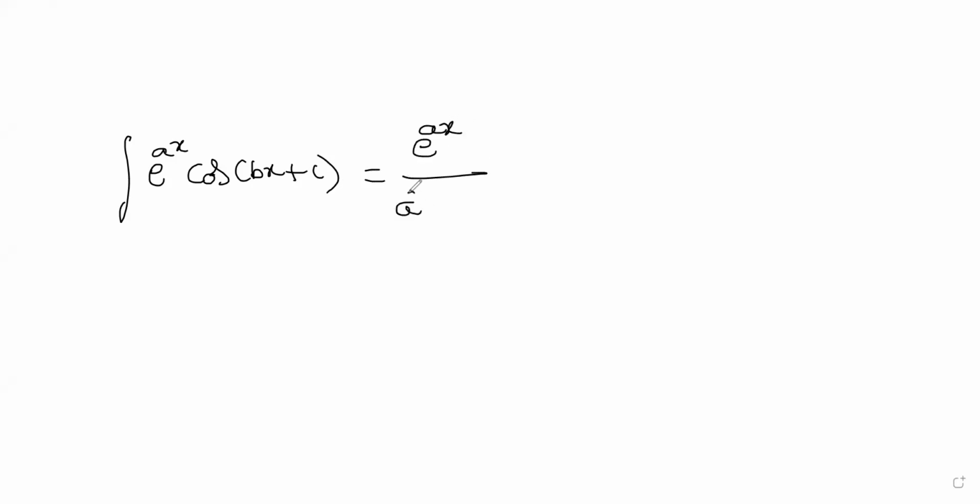Yeah, I lost somehow. This is the integral I am working on: the integral of e to the power of ax cos of bx plus c. This is equal to e to the power of ax divided by a square plus b square multiplied by a cos bx plus c plus b sine bx plus c.